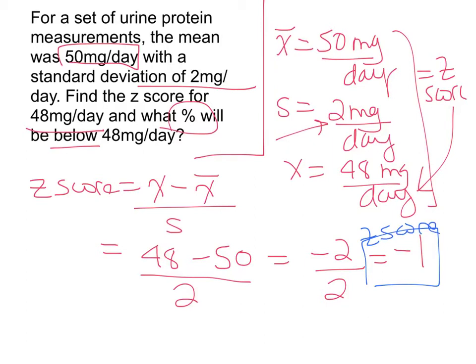What that means to us is that the z-score of negative 1 means that this person has a standard deviation of negative 1, which means that they are one standard deviation below the average, which was 50 milligrams a day.